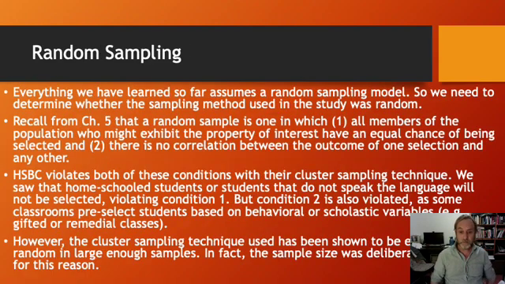Right, in evaluating our studies, we're going to need to look at how close the sampling is to random, right? So everything we've learned so far assumes a random sampling model, right? If the actual sampling does not approximate random sampling, we can't be sure that the model is appropriate. So we need to look at the sampling method and try to see if it's actually random, right? So what does it mean for a sample to be random? Well, remember back in chapter 5, that means that, number 1, all members of the population who might exhibit the property of interest have an equal chance of being selected, right? So there's no bias towards selecting any particular individuals. And then 2, there's no correlation between the outcome of one selection and any other, right? So selecting one red marble doesn't increase or decrease my chances of selecting another red marble.